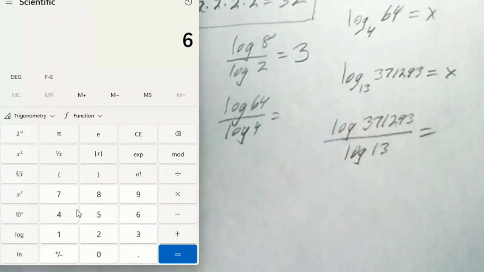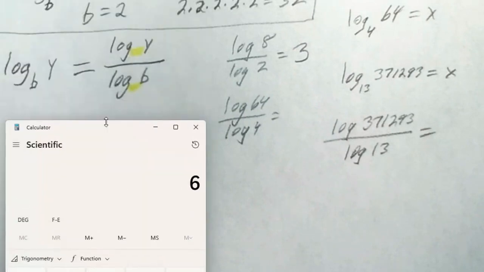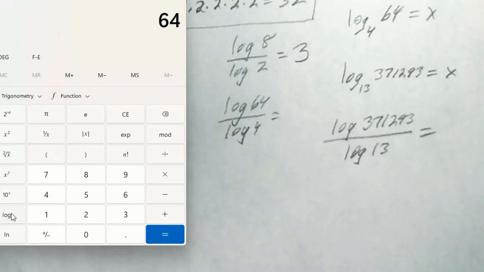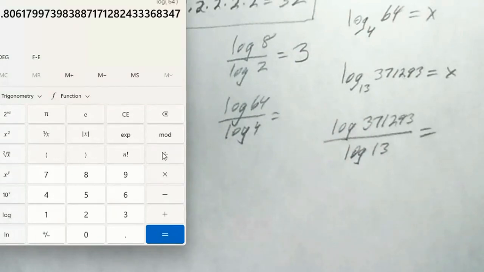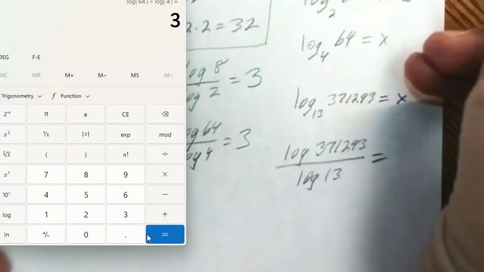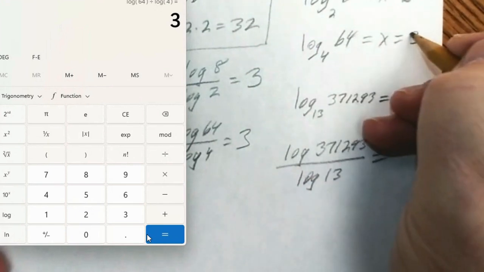Mr. Brock, if the base is anything other than 10, you use this? Yep, you can do it. It didn't matter, I just put B over here, generic, any base. So this is base 2, this is base 4, this is base 13, and I converted them all to base 10 by doing this. So if I do log 64 and divide it by log base 4, the answer is 3.